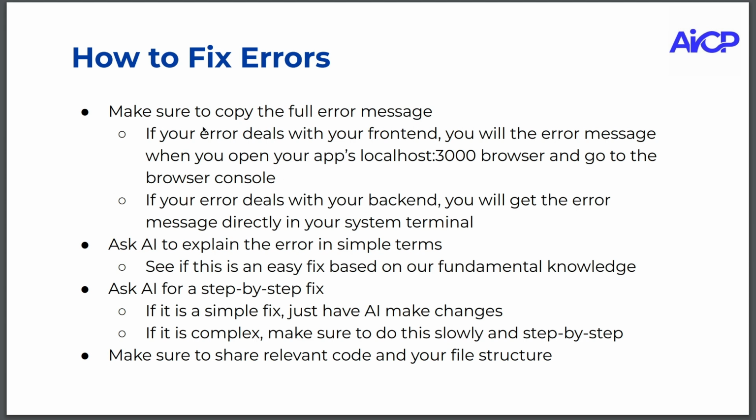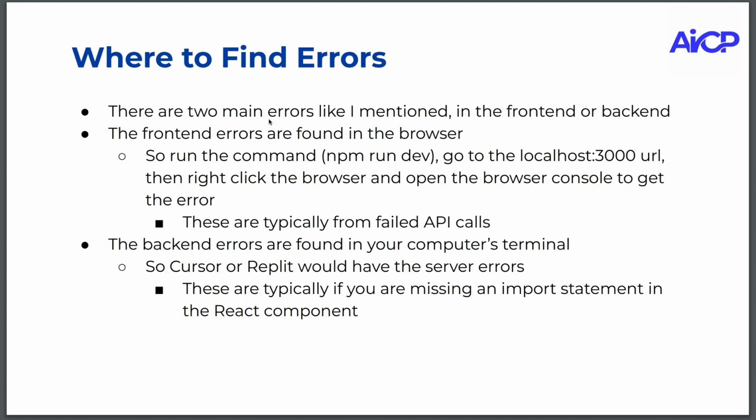So let me go over where to find AI error messages in more detail. Like I mentioned, there are two main types of errors you'll see in your application, which is either in the front end or back end. Again, the front end is its design, and the back end deals with all of your database, etc. Front end errors are found in the browser. When you run your application, you'll do npm run dev and then go to your local URL. From there, if you right click the browser and open up the console, this is where you'll see the error. And these are typically from failed API calls.